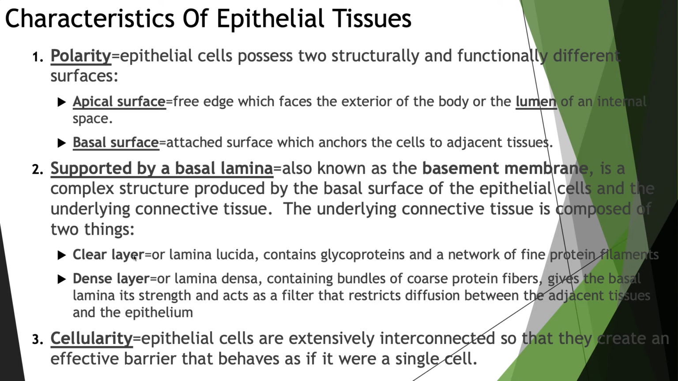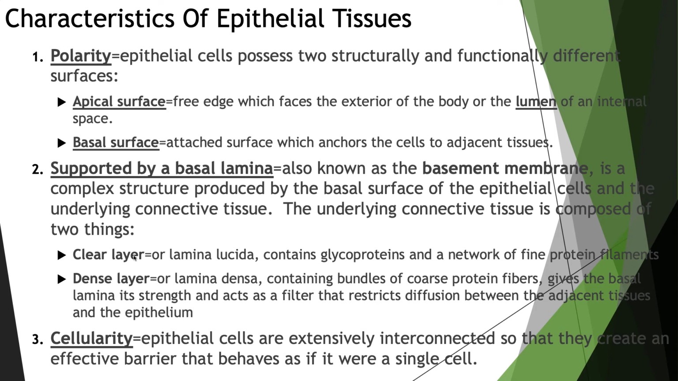And once we get into the integument, you'll be able to see a lot of this more clearly because it stains differently than the overlying epithelia. So you have a clear layer in there, or the lamina lucida, and then the dense layer, or the lamina densa. Again, we'll learn those once we get into the integument.